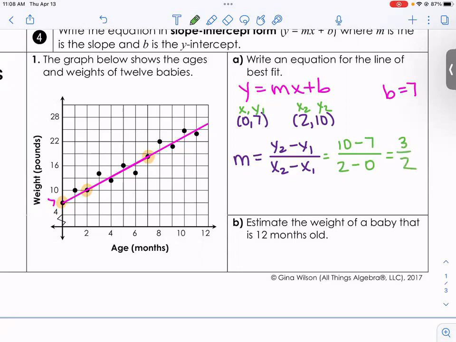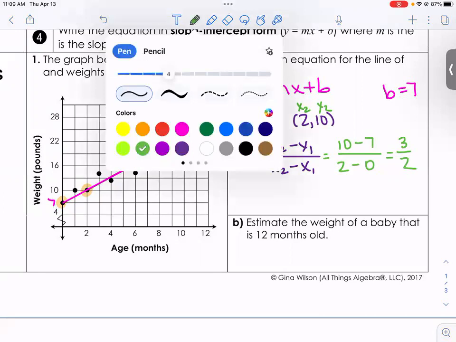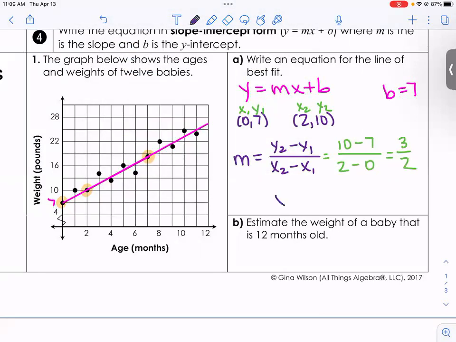Do you agree with Ryan? Yes, no, maybe so. What, 2 over 3? Yeah, I agree. Okay. So we have y equals 3/2 x plus 7.